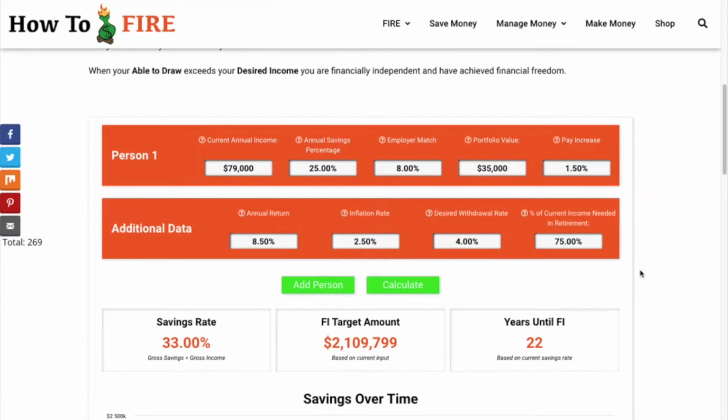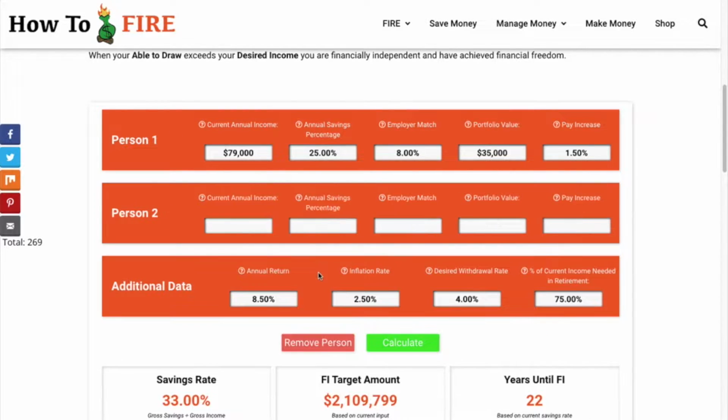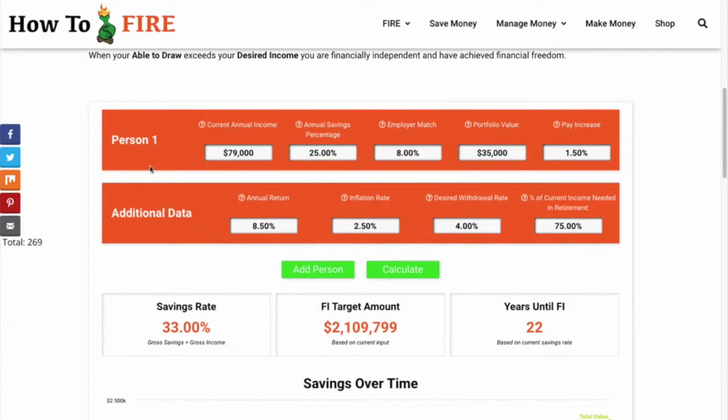Now, a key note here is that when what you're able to draw exceeds your desired income, that's when you become financially independent and reach financial freedom. Now, there's two ways that you can set up this calculator. You can just calculate for yourself, or you can also click Add Person here if you'd like to include another person in your calculation. For the sake of this one, we're just going to base it off one person.